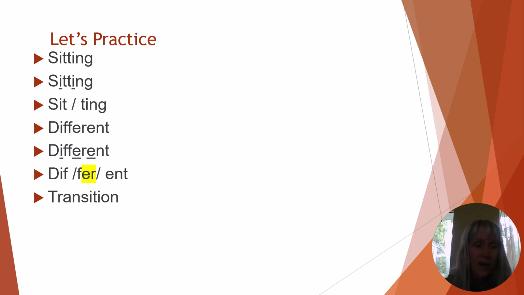Right. We underline the A between the R and the N. We underline the I between the S and the T. And we underline the I-O at the end. That I-O makes one vowel sound. It is a grapheme. We do not divide it.